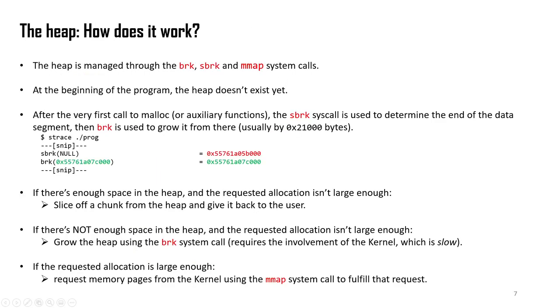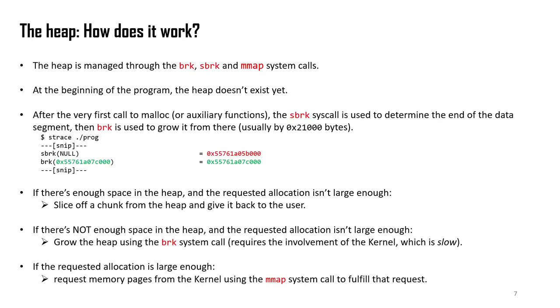Now, how does the heap work? The heap is managed through the BRK and SBRK system calls in addition to the mmap system call. System calls are the interface between the user and the kernel. If you don't know about them, that's not a big deal. When the program starts, it doesn't have a heap yet. It's not until the first call to malloc or auxiliary functions that the heap comes into existence.